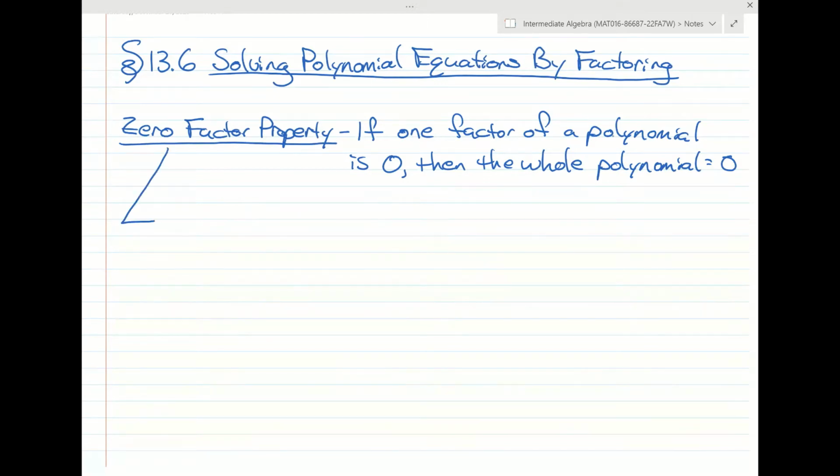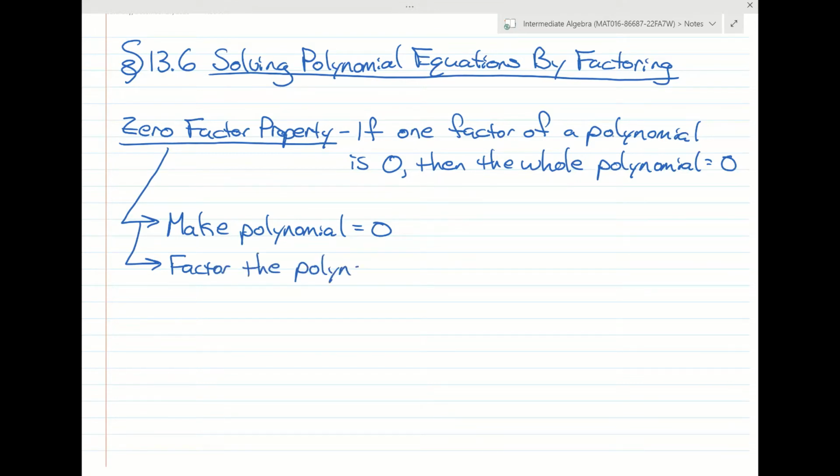So this is the main idea here. The first thing we want to do is start by making the polynomial equal to zero. Then the next step is we factor the polynomial. And then we set each factor equal to zero and solve. Let me show you some examples.